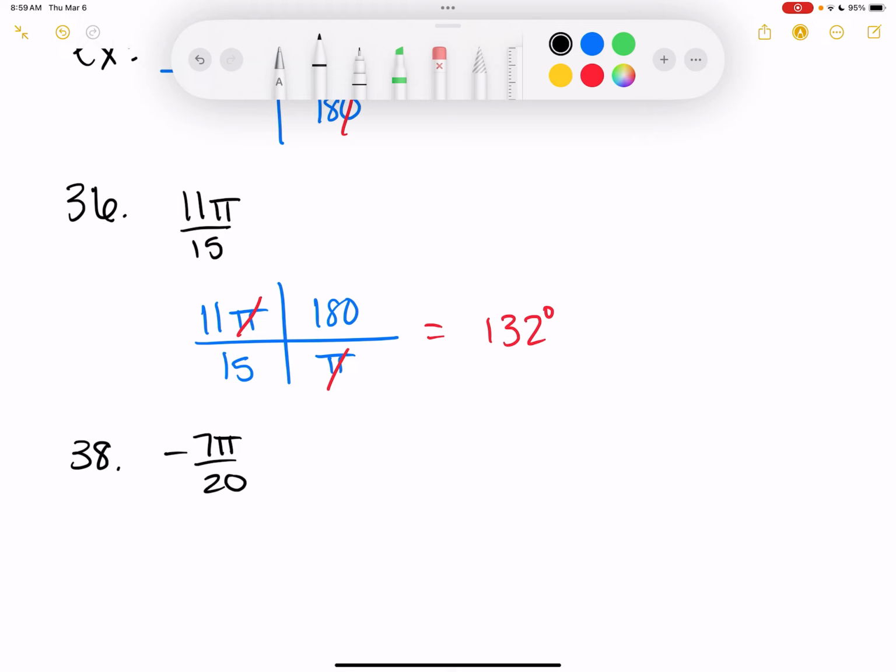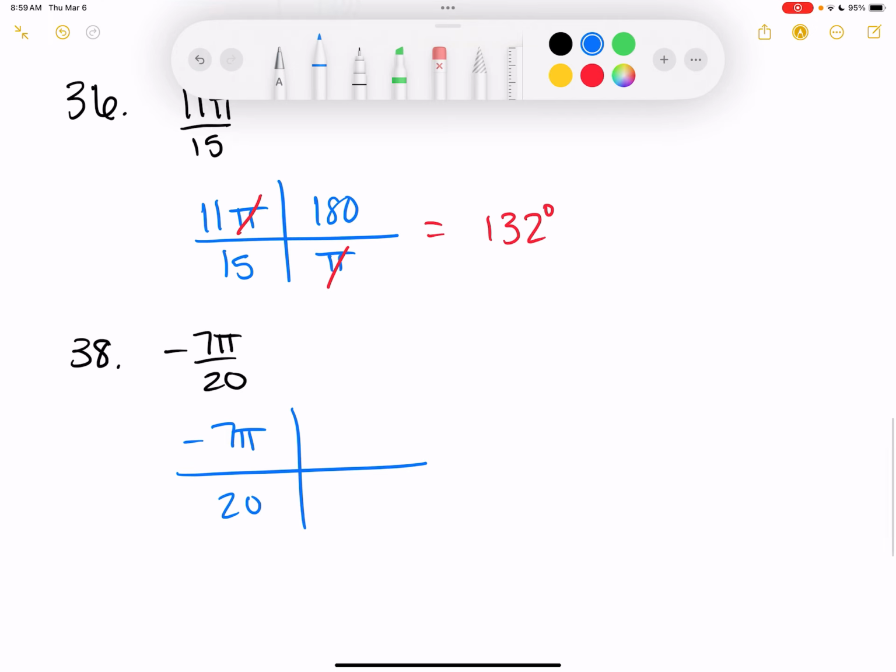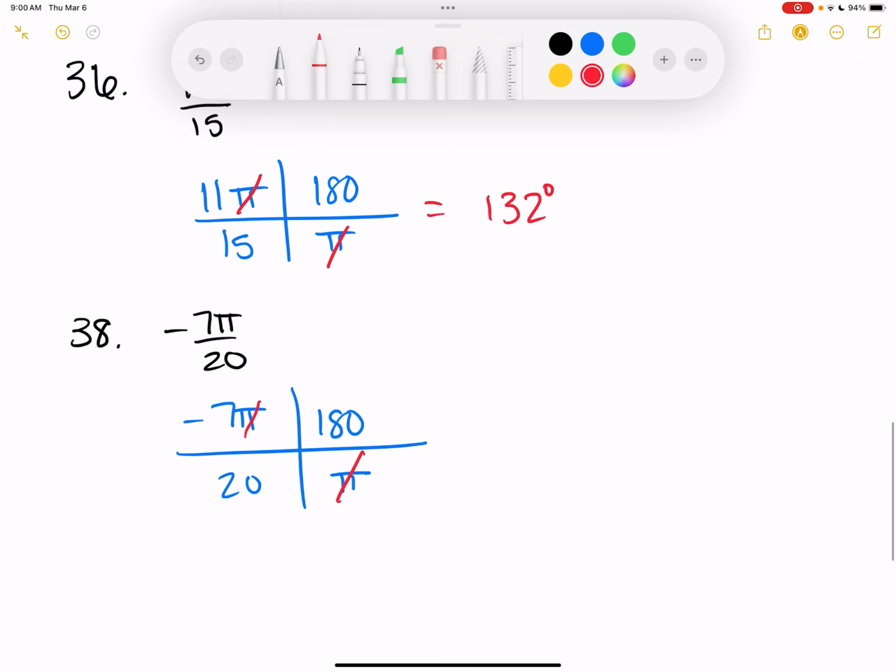So I'm going to do the negative 7 pi, and the negative could go top or bottom, it doesn't matter. And then over 20. I'm going radians to degrees, so that means I need degrees on top. So 180 over pi. And again, the pi's cancel. I like to show that because typically the mistakes made here are people using the conversion factor wrong and then it not canceling stuff out like it's supposed to. So I've got negative 7 times 180 divided by 20. And that would be negative 63 degrees.